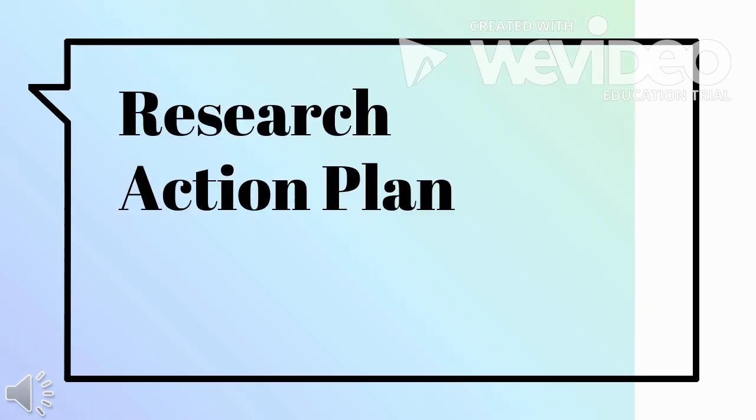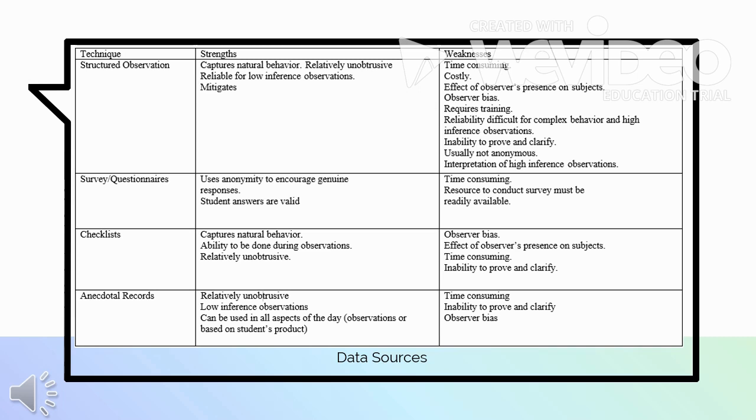Moving on, I will be talking about my research action plans and the strategies I use to execute it in the classroom. In this slide, I will be discussing the data sources I use for my research action plan. The first ones are structured observation, surveys and questionnaires, checklists, and anecdotal records.